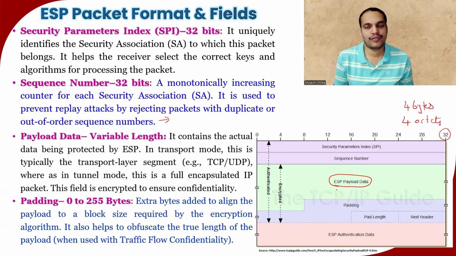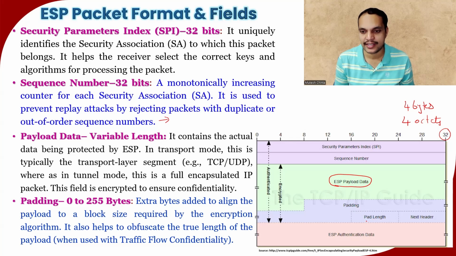You know that most of the encryption algorithms that we use are block ciphers, and they accept plain text only in the fixed block size. Now, the padding is added so that you can align this payload to the block size as per the requirements of the encryption algorithm. Of course, it also helps you to obfuscate the true length of the payload. That is, if you want to deter traffic analysis, the padding can be used to ensure that you stay protected against traffic flow analysis also. That is the padding field.